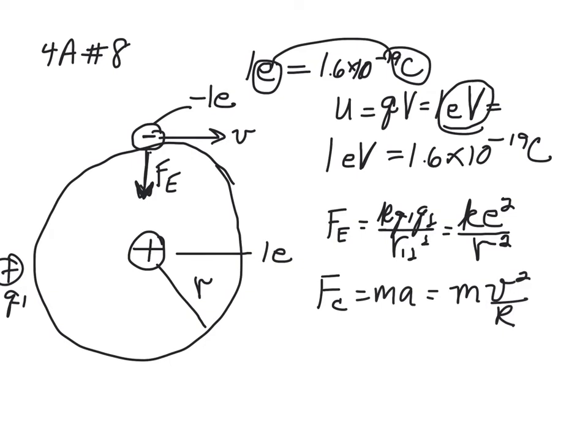And if you don't think you can do it, don't be lazy. Watch me. So I'm going to do this. k e squared over r squared equals m v squared over r. That is the same r, by the way. That's the radius of the hydrogen atom, because that's what we're talking about. And so I multiply both sides by r.